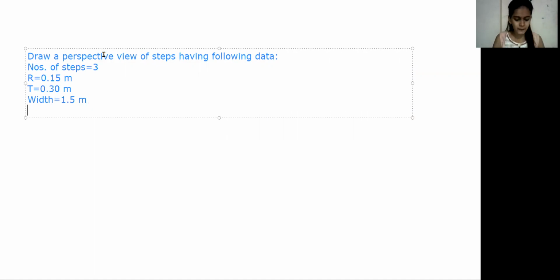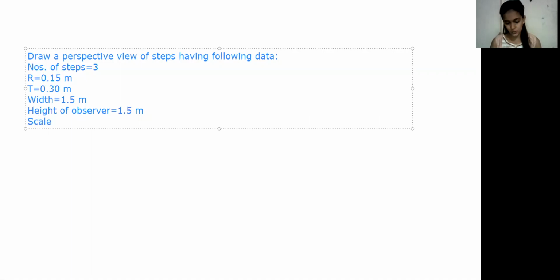Other than this, we require height of observer. Let's consider 1.5 meter. Again, why 1.5 meter? Because generally we are the observer and our average human height is 1.5 meter. That's why height of observer 1.5 meter. Then another thing we need to assume is scale. And consider scale like 1 centimeter equals to 0.30 meter.